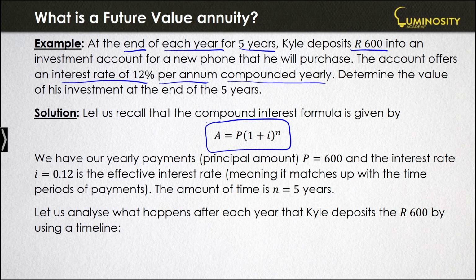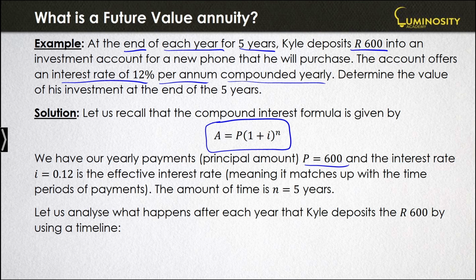And we can use the compound interest formula, that being the accumulated amount A is equal to the principal amount P times the quantity 1 plus the interest rate, all raised to the power n. So we have our yearly payments of 600 Rand and the interest rate of 0.12, which is 12%, being the effective interest rate, meaning that it matches up with the time period of payments. The amount of time is n equals 5 years.